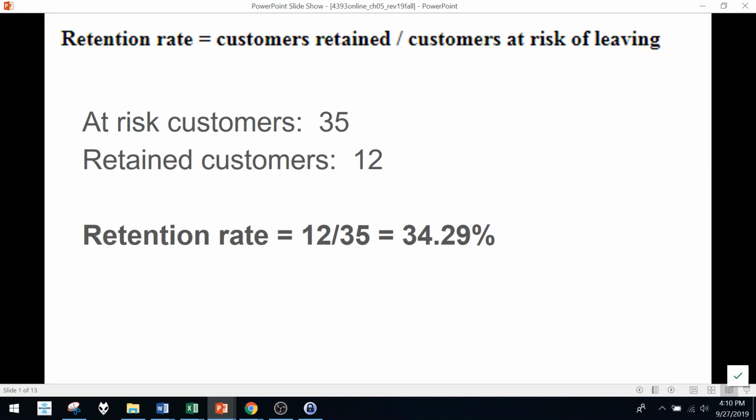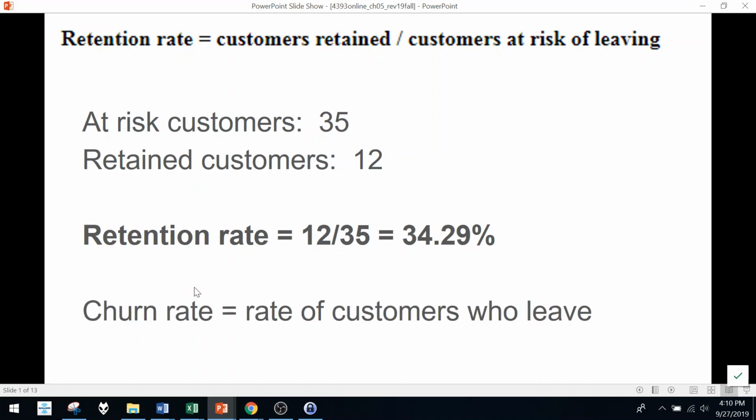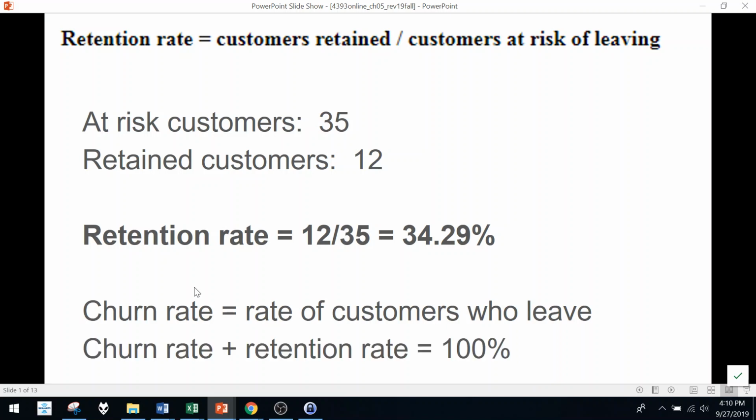Know that the flip side of retention rate is what we call churn rate or attrition rate. The book kind of refers to it as both. So churn or attrition rate are the opposite of retention. So know that churn rate plus retention rate equals 100%.